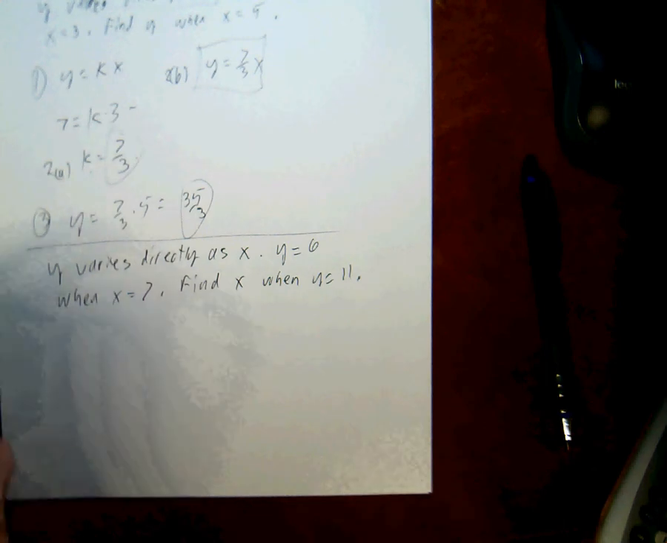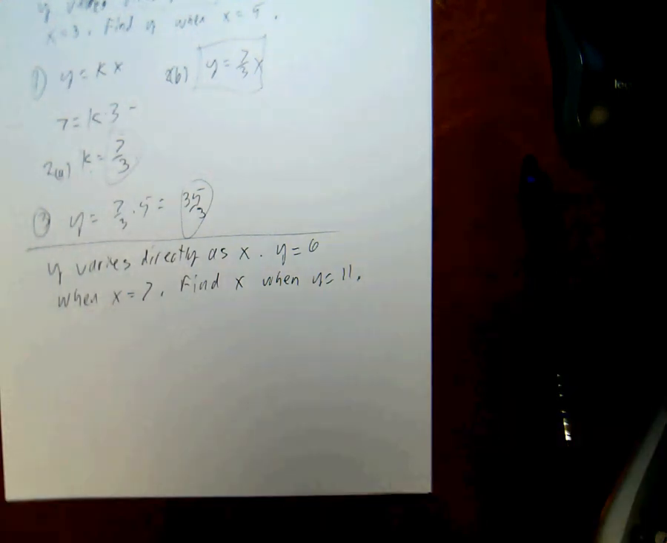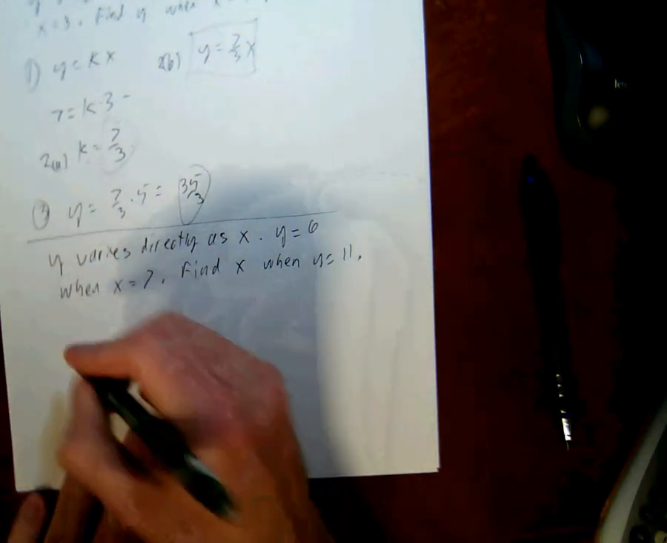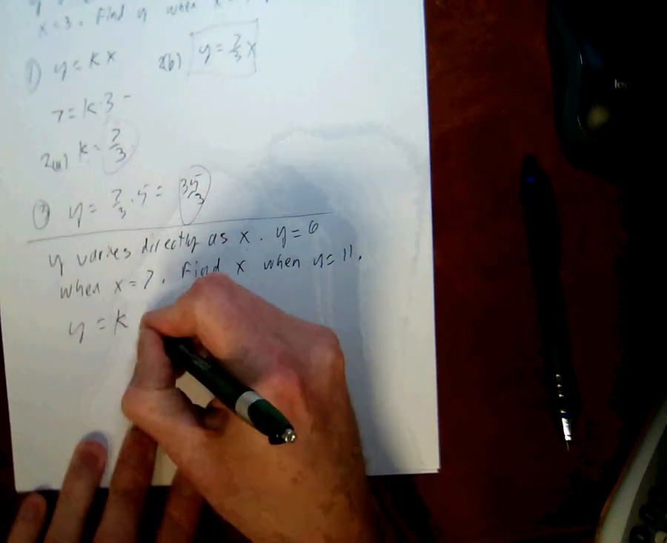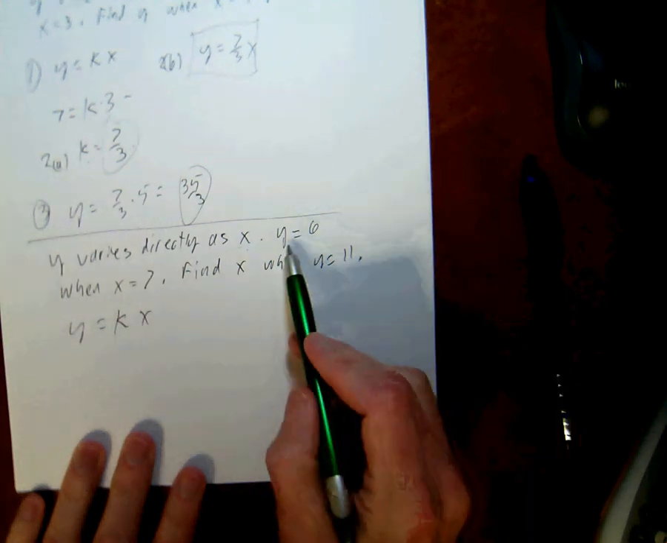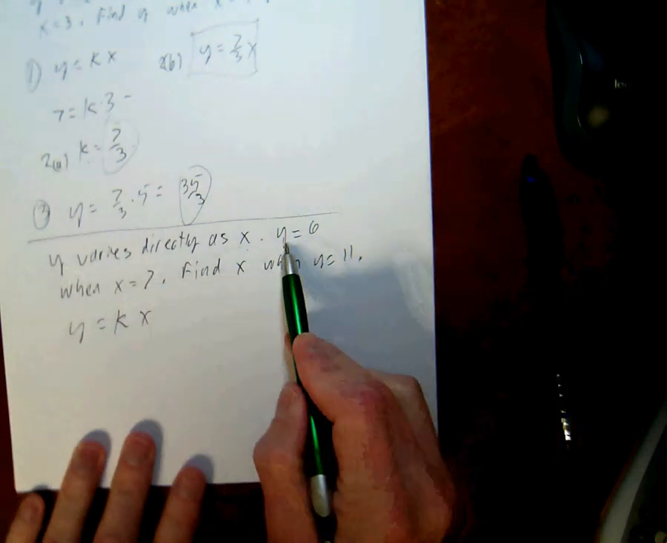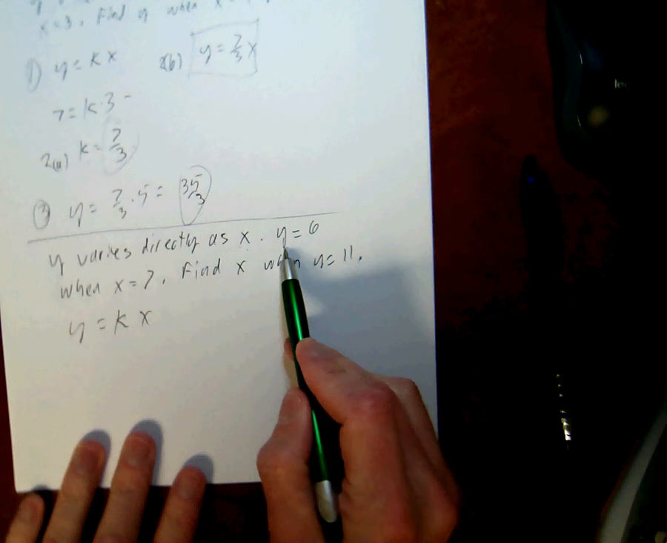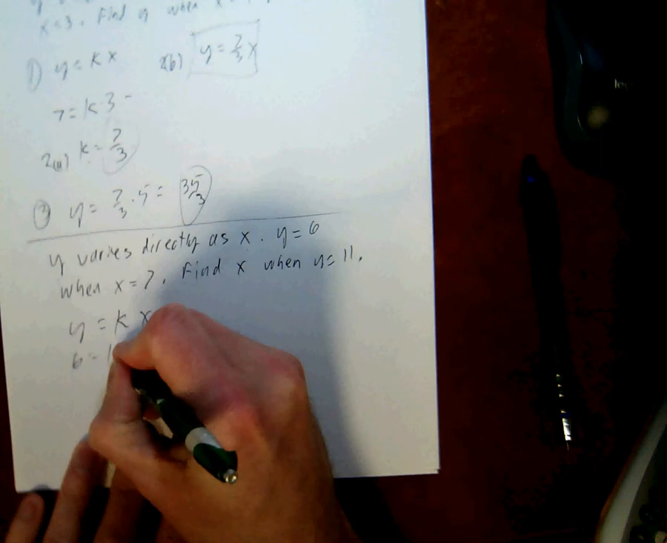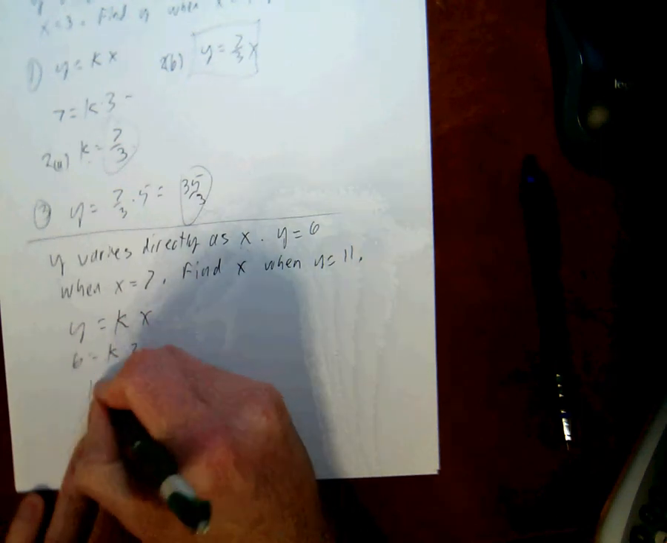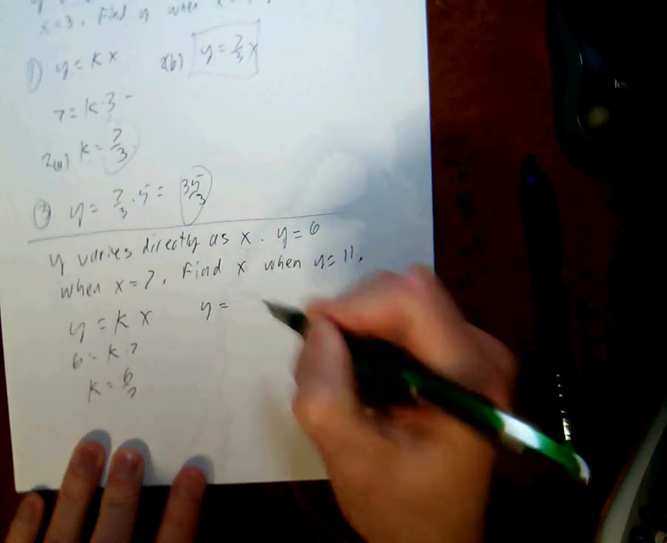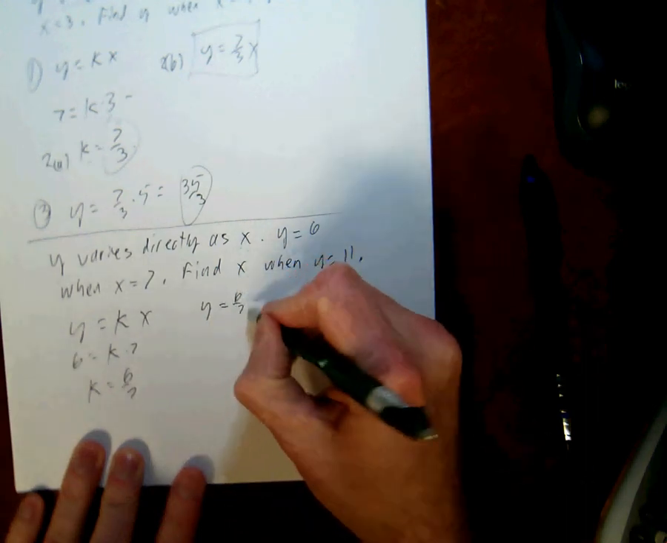All right. So again, there's not much going on here. The first thing is it says y varies directly as x, so that's going to be y equals some number times x. We've got to figure out what the number is. How do you do it? Well, I tell you y equals 6 when x equals 7. So 6 equals k times 7. I just found out k is equal to 6 over 7. So now I get my equation, y is equal to 6 over 7 x.